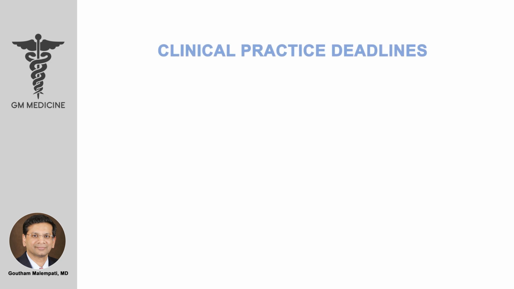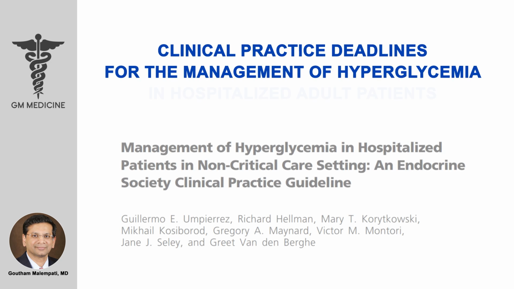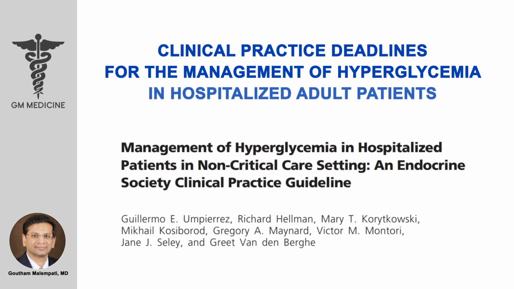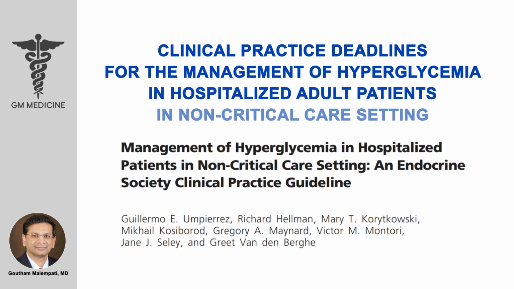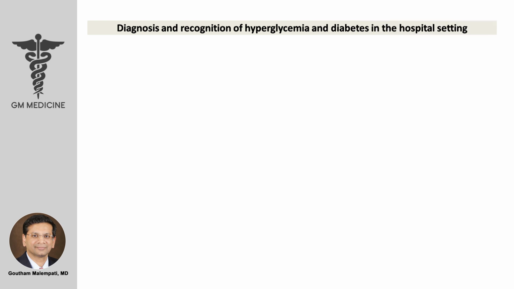Hello everyone. Today I will be talking about clinical practice guidelines for the management of hyperglycemia in hospitalized adult patients in non-critical care setting. Diagnosis and recognition of hyperglycemia and diabetes in the hospital setting.